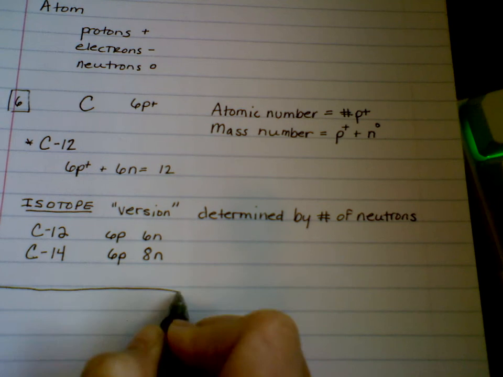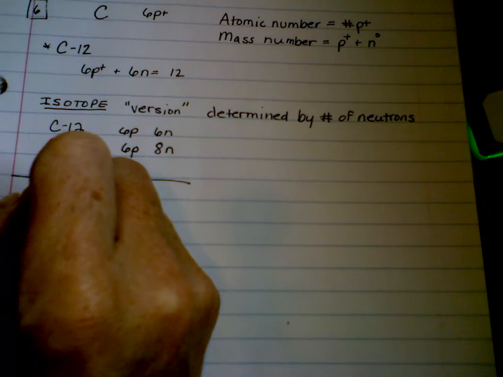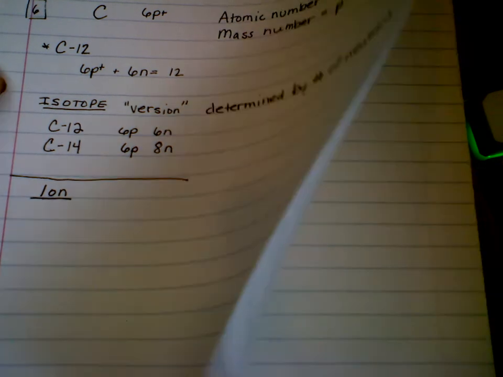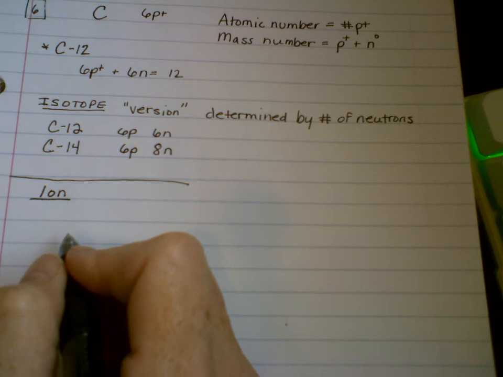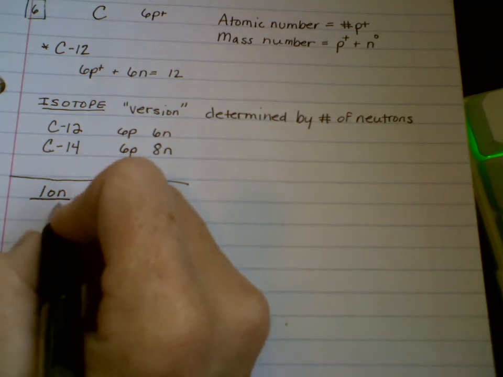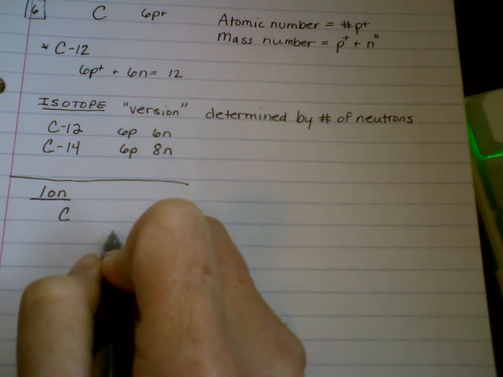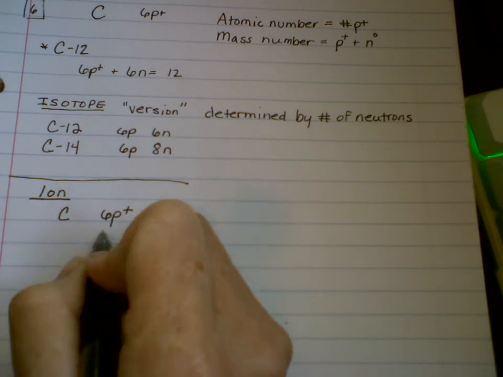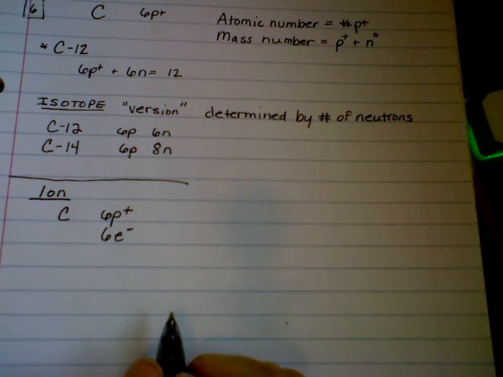So let's look at another term here. Isotope is one thing. Another one we think of is ion. An ion. Well, normally in an atom, the protons and the electrons are going to be equal to each other. So carbon, remember, has how many protons? It has 6, remember, 6 protons, 6 positives. It's going to also then have 6 electrons, 6 negatives. Remember, protons are positive, electrons are negative.